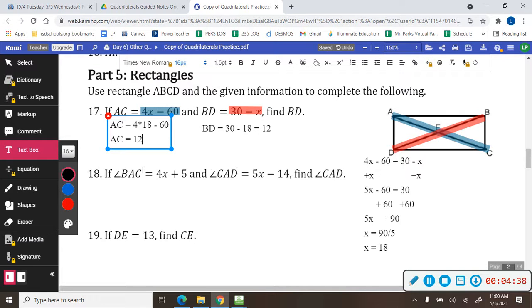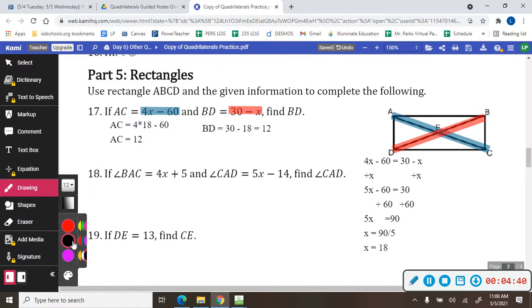So all they really asked for here, though, was this part. What is BD? So here's all they wanted. So now that's talking about side lengths. AC, this is going to talk about angles. So if angle BAC, so BAC. So they're talking about this angle right here. That's angle BAC.